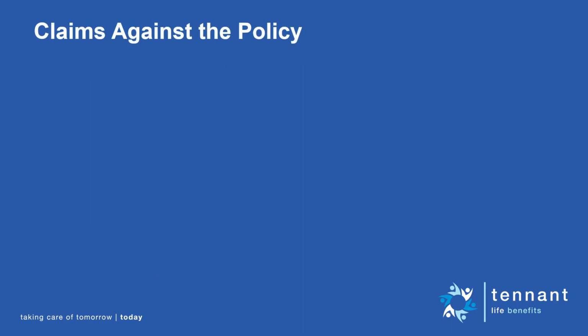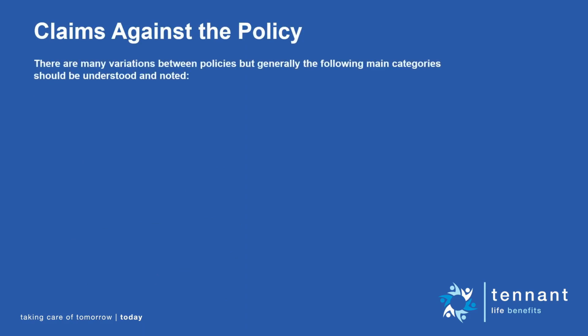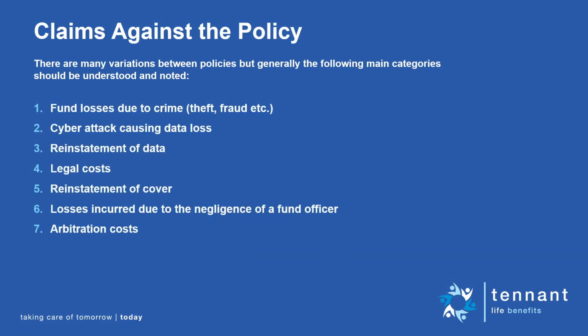Claims against the policy. Each policy needs to be carefully read and understood, as the potential claim events and amounts will be specified in the policy. There are many variations between policies, but generally, these main categories should be understood and noted. Fund losses due to crime, such as theft or fraud, cyber attacks causing data loss, the reinstatement of data, legal costs, the reinstatement of cover, losses incurred due to the negligence of a fund officer, and arbitration costs.